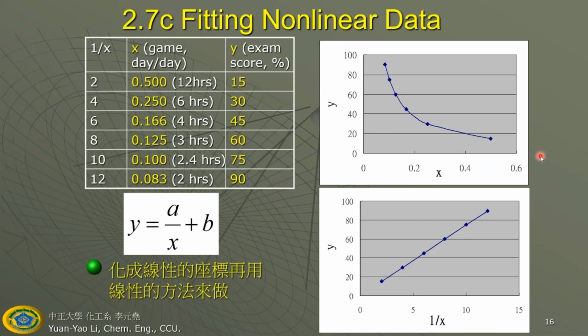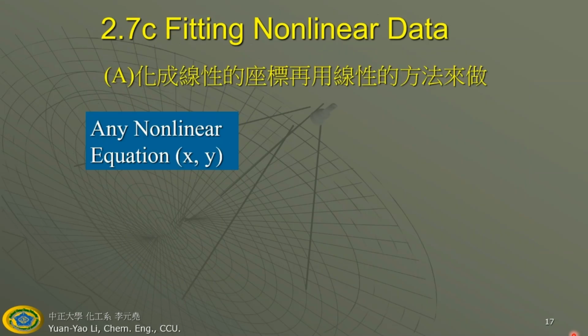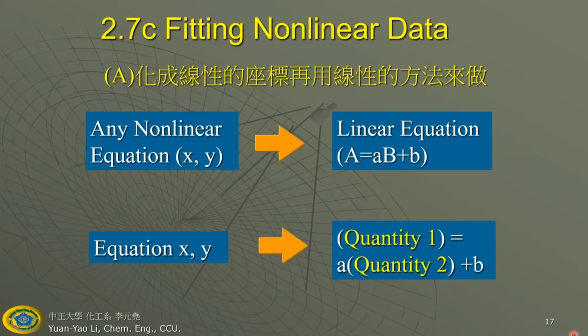I don't want to waste your time. I'm sure you can find a and b by yourself, and you can tell me the answer. So the point here is that if this is nonlinear, make it become linear, and you can get the answer. So for any nonlinear equation in x and y, make it become linear. And of course, the quantities will change, right? A will become quantity 1, B will become quantity 2. That means y will become quantity 1, x will become quantity 2. It doesn't matter, right?